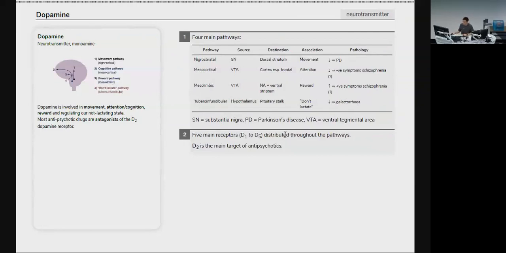You don't have to know that much about the source and the destination. Just know these pathways. I feel like I've seen these words come up in an exam before, so maybe have a vague understanding of what those words are. They're basically just anatomical. So if you know the cortex is to do with cognition and behavior, then you've already got half of that word. And the main receptor, which is the target for antipsychotics, is the D2 receptor for dopamine.